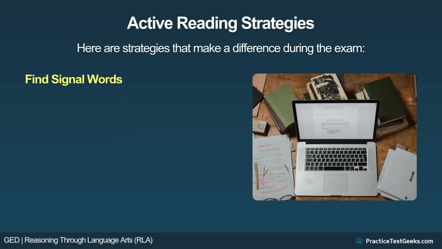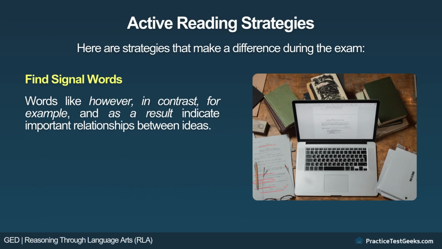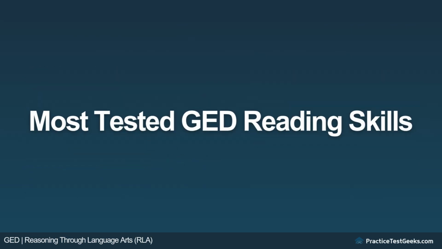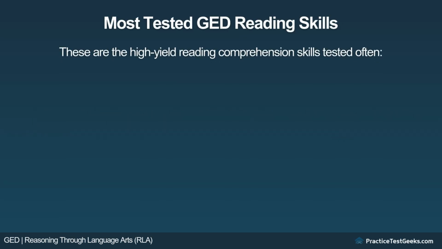3. Find signal words. Words like, however, in contrast, for example, and, as a result, indicate important relationships between ideas. 4. Don't read for memorization. You can go back to the passage. Focus on locating and interpreting rather than memorizing details. Now that you know how to read actively, let's shift our focus to the skills that show up most often on the GED. These are the high-yield reading comprehension skills you need to master.